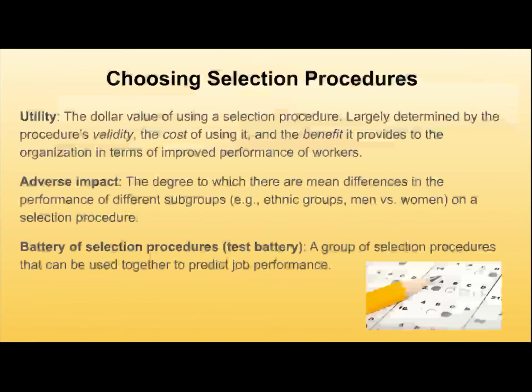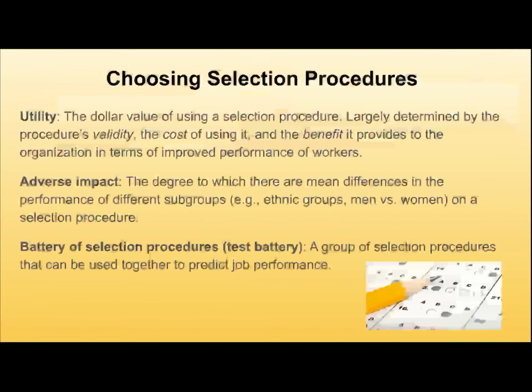Something else to consider when choosing a selection procedure is the adverse impact. This is the degree to which there are mean differences in the performance of different subgroups. So if I have a test for hiring and Black people always score lower than white people on this test, that means it has adverse impact. It doesn't actually measure how good they are at doing the job because their race is mediating that. Same with men versus women. This can even have an issue with non-English speakers in America.